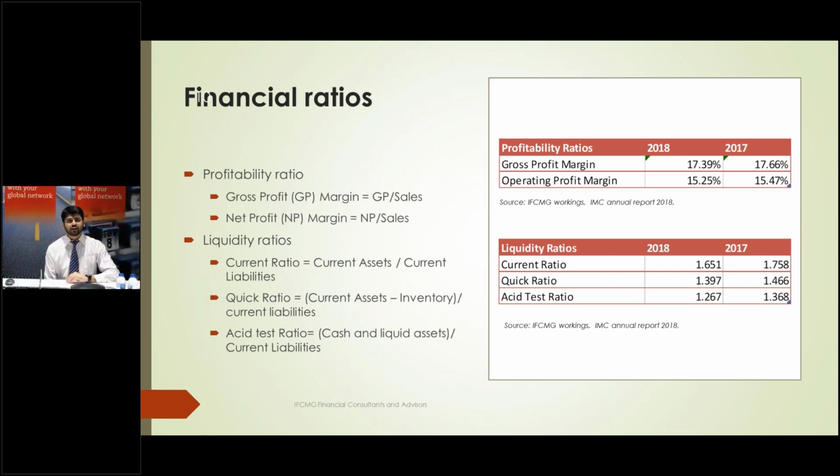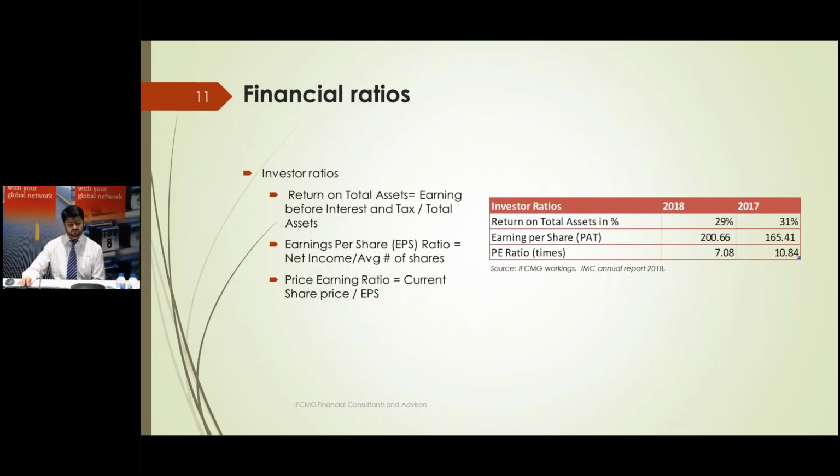The first ratio that I learned was the current ratio, that is current assets versus the current liabilities. How much money we have to pay off each rupee of liability. Then we have quick ratio and acid test ratios. And finally, we have investor ratios. We have return on total assets, earning per share, and net income divided by average number of shares.